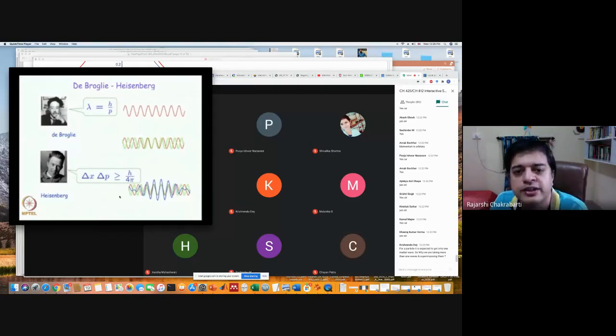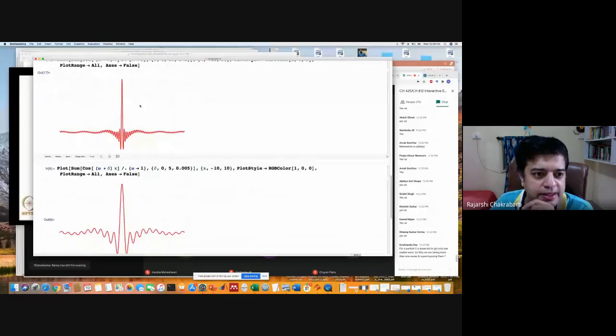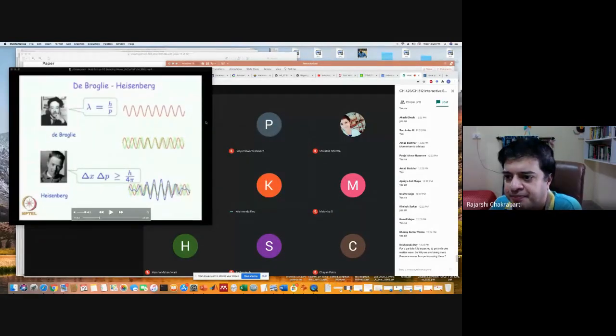And that solution will tell you what is the wave function for that particle. If I have a wave function for the particle which is shown like this, then the uncertainty in position is very, very small, and the uncertainty in momentum is very, very high. We'll talk about it in the next class.